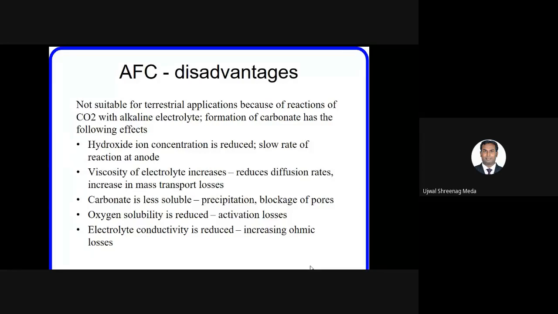Okay, so this is all about the alkaline fuel cell. We learned what the components are, what the reactions are, how it looks, advantages, disadvantages, brief applications, types of electrodes, types of alkaline fuel cells, and so on and so forth.